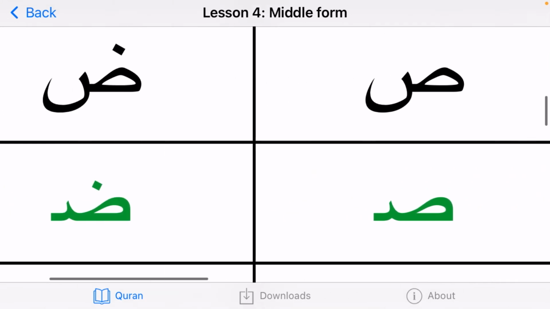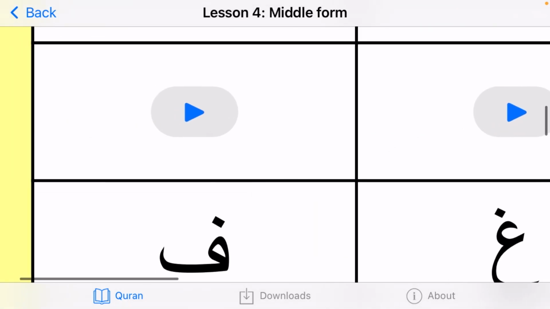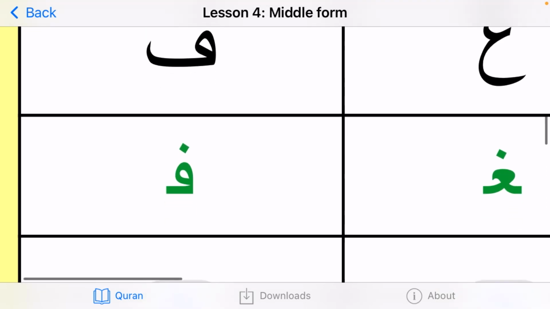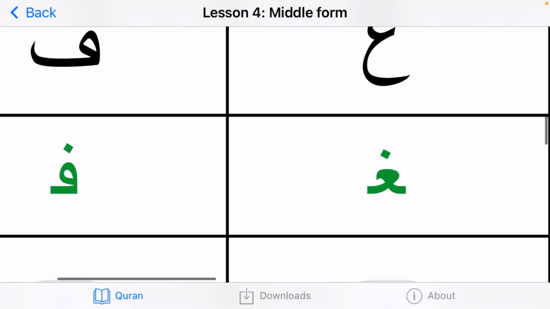Sad, Dad, most of them look similar to the initial form, so I don't want to look too deep into this because it's going to be a little confusing and it's going to bring a lot of pressure on everyone. But when we start doing examples, inshallah, it will be easy for everyone. Fa should also have a connecting line towards the letter and also a connecting line away from the letter.